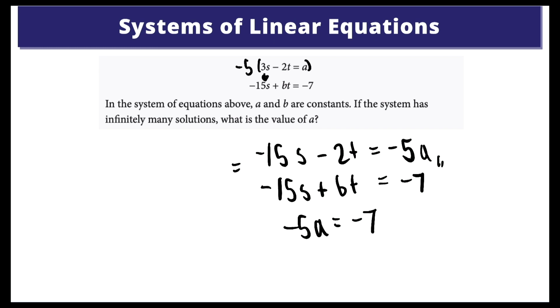So now we need to isolate a because that's the value we're looking for. b is of no importance to us. They just kind of do that to trick you up. So let's do it. a equals 7/5. Remember, double negatives give you positives. So this is your answer.